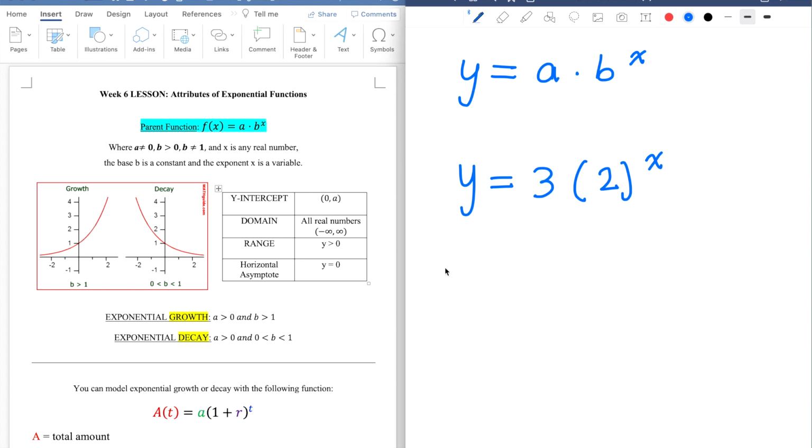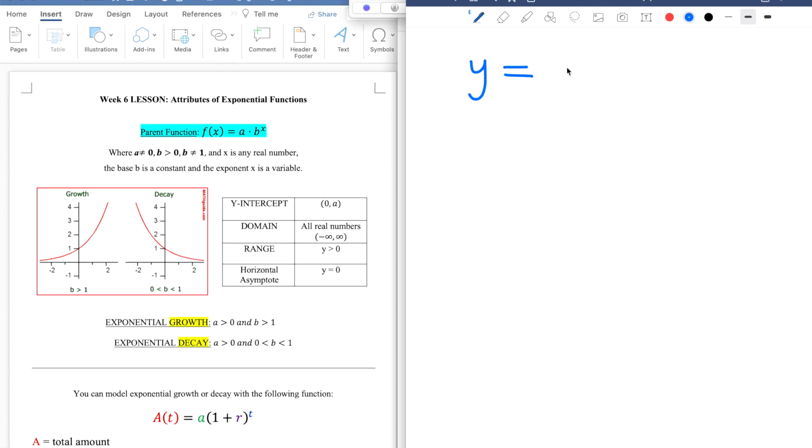What about exponential decay? a is greater than 0, like 3, and b is a number between 0 and 1. So any number between 0 and 1, like 0.7. That is an example of exponential decay.